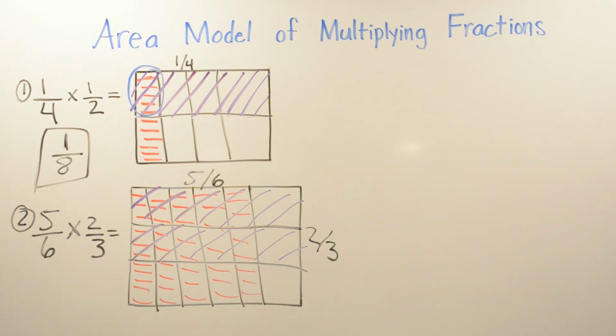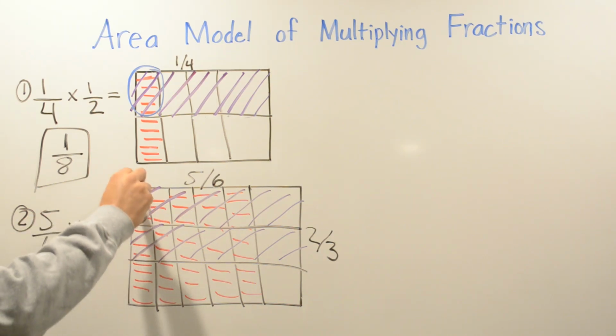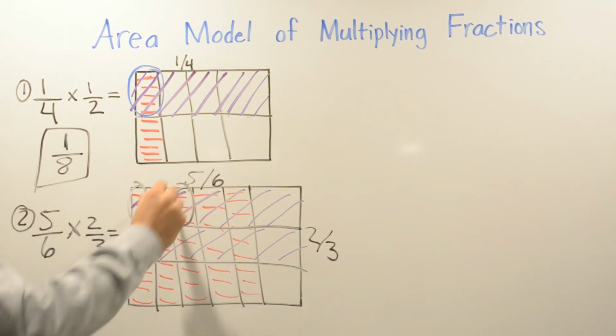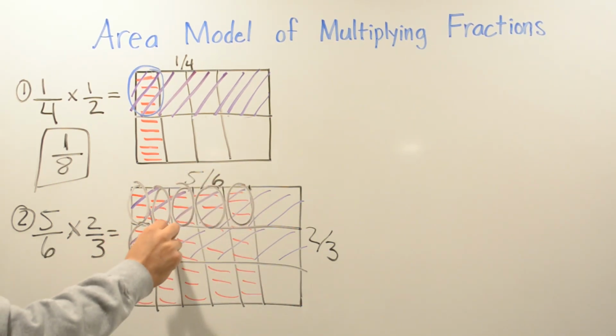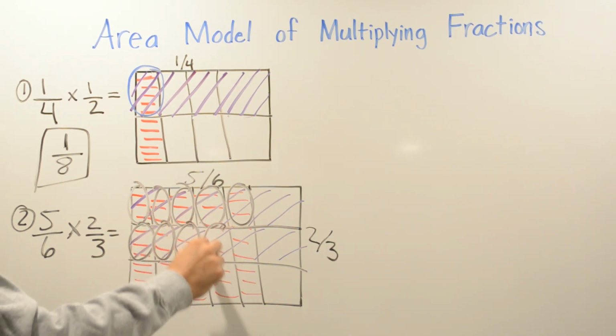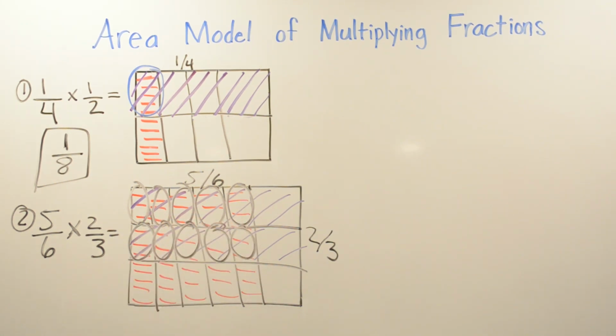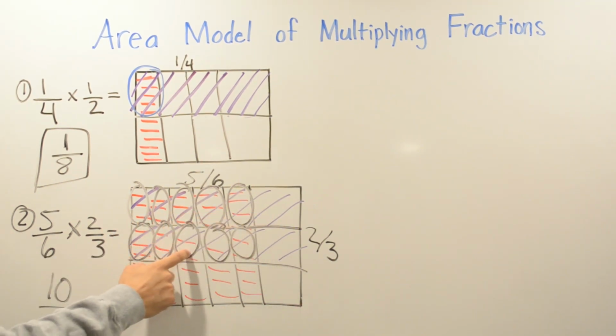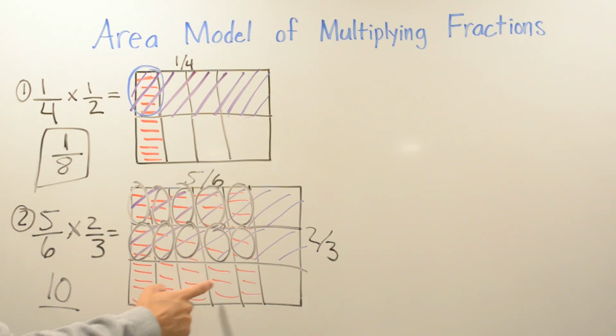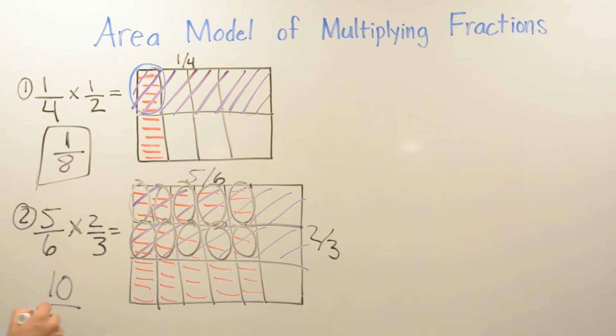Okay, so we're going to go ahead and count now how many boxes overlap. You see here 1, 2, 3, 4, and 5, 6, 7, 8, 9, and 10. So that's going to give us our numerator, which is 10. And then we're just going to count all of our boxes, and that's going to give us our denominator. 1, 2, 3, 4, 5, 6, 7, 8, 9, 10, 11, 12, 13, 14, 15, 16, 17, and 18.